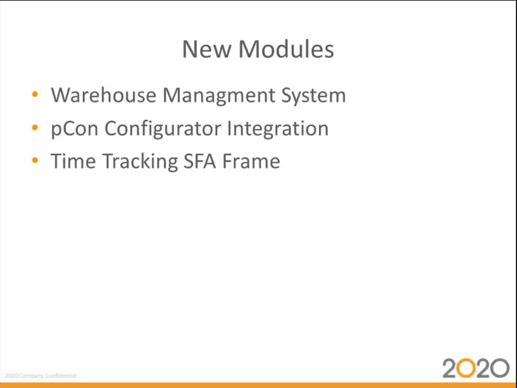There are 3 new modules that will be in the price list. The warehouse management system is by far the most significant change. It's a new add-on module. It represents the largest development project for this version. We add pCon Configurator integration. This is primarily targeted to our European customers. I'll get into that a bit more later, as well as a shop floor assistant frame to support tracking of actual labor time per routing operation.